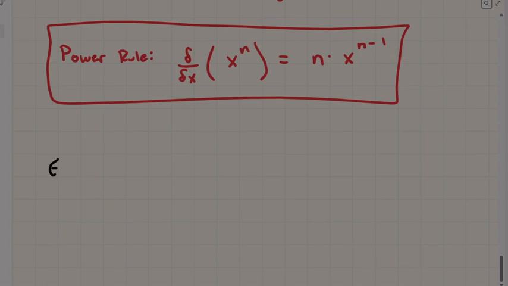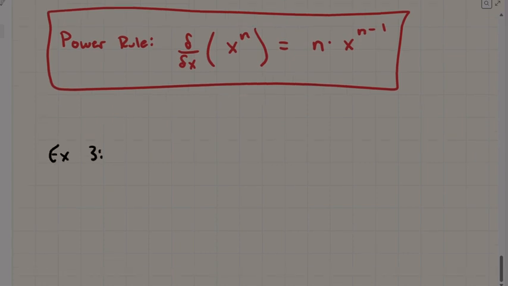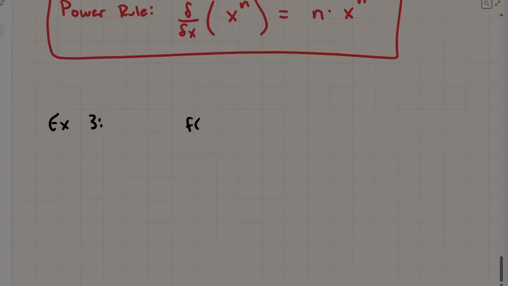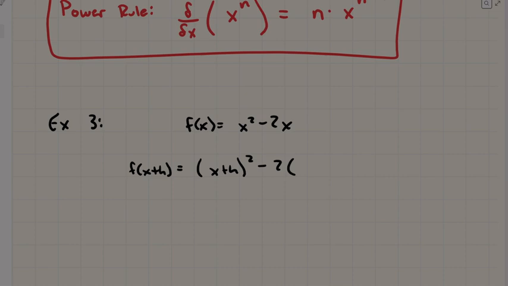All right, let's do example 3. We're going to do the same method using f of x equals x squared minus 2x. Okay, so that's our f of x. We also need to know our f of x plus h. All right, so f of x plus h, in this case, we're going to plug in x plus h as the value of x. That'd be x plus h squared minus 2 times x plus h.